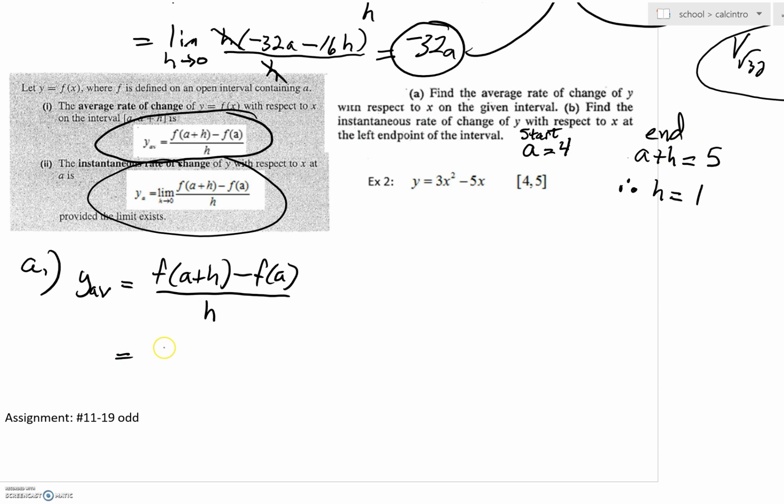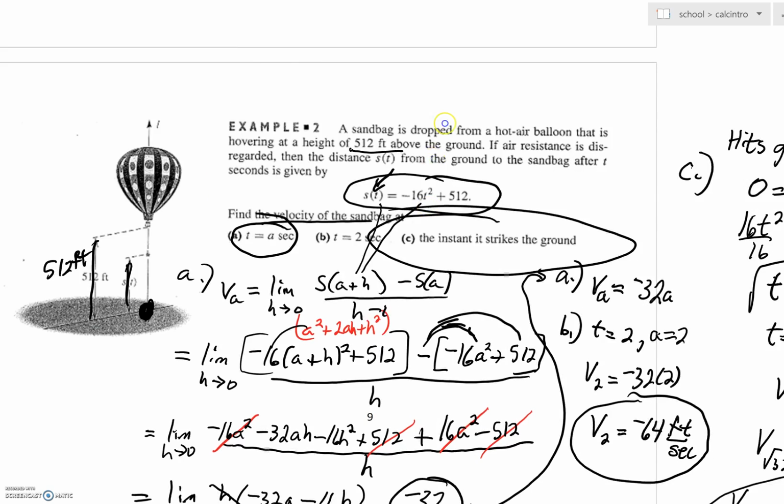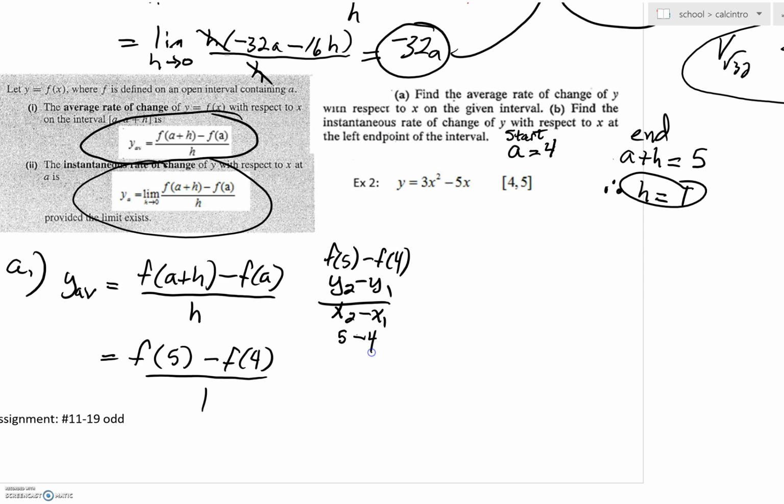This right here becomes f of 5 minus f of 4. And if h was equal to 1, then we're just going to put that over 1. Wow. Another way to put it, sometimes kids will say, oh, Mr. Dobner, wasn't this really just y2 minus y1 all over x2 minus x1? Yeah. This would be like your f of 5 minus your f of 4. And then you'd say, well, here's your 5 minus 4. And what is 5 minus 4 down below? There's your 1. You see that?